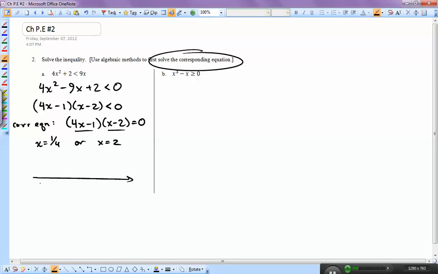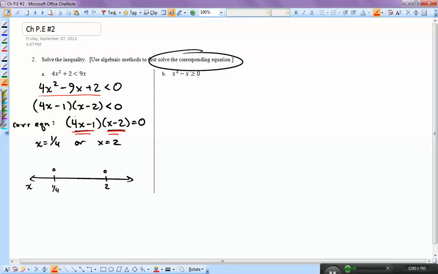So let's make our sign chart. Here's a fourth, here's 2. Those are my x values. When I plug them in, I get zeros. So now we want to fill in the missing parts in between, or on the ends. So right here I could plug in x equals 0. Now you can plug it into the original if you want. I think that it's probably easiest for all the different numbers that you're going to plug into the factored form.